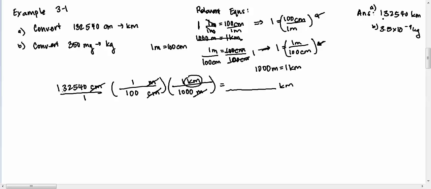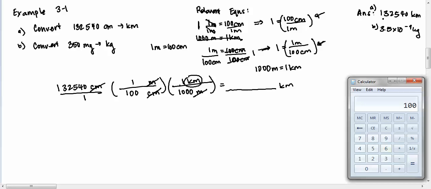Now, what I need to do is take 132,540 times 1 divided by 1 divided by 100 divided by 1,000. So that would be 132,540 times 1. I don't need to put that in the calculator. Times 1 again, I don't need to put that in the calculator. Divide by 1, I don't need to. But I should put in divide by 100, and I should also keep in the divide by 1,000. And so my answer is 1.3254.